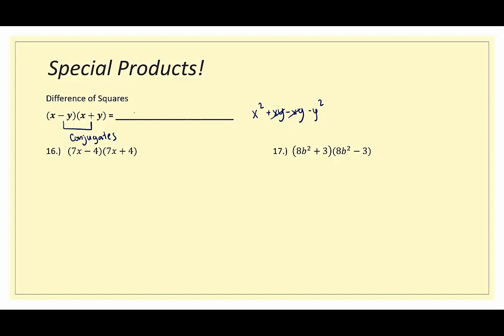And when we have conjugates, what happens is we get the first term squared minus the second term squared. Again, you never have to apply the shortcut. You can always just get the middle terms, but they should cancel out. Looking at question 16, so 7x times 7x is 49x². Then we're going to have a plus 28x and a minus 28x. Those are gone. And then we have minus 4 times positive 4 is minus 16.